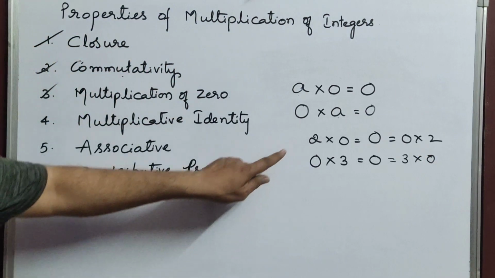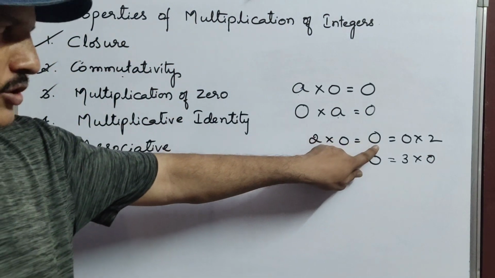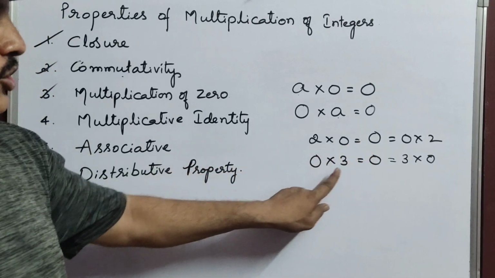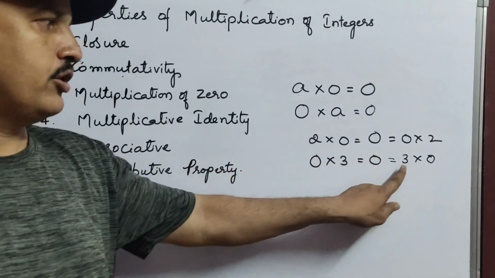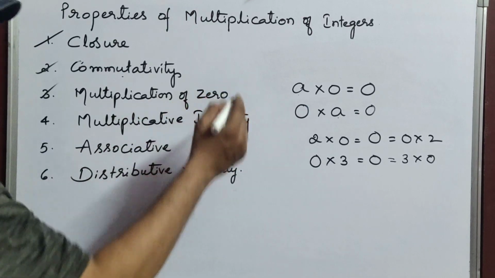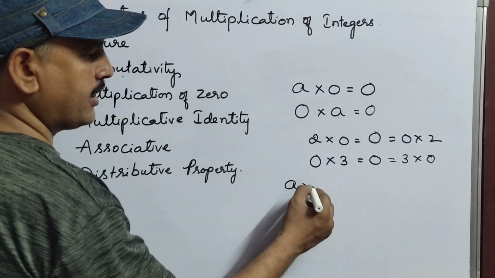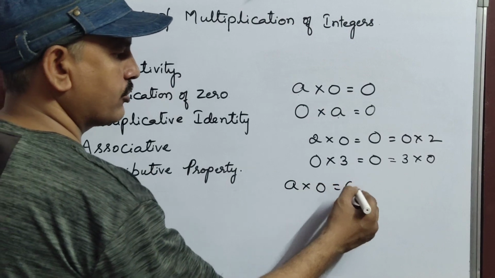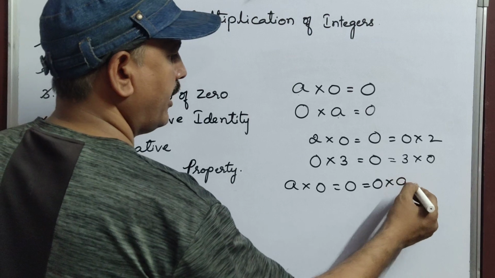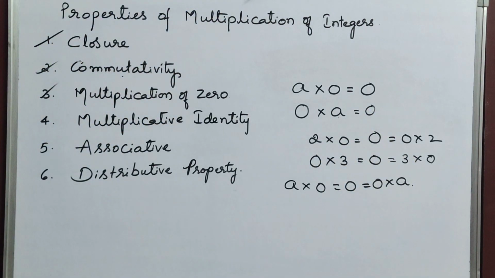So, if you clearly observe here, 2 into 0 is 0, 0 into 2 is 0. Same answer. 0 into 3 is 0. So, you can write it in this way. Multiplication of 0 can also be written as a into 0 equals 0 equals 0 into a. So this is called multiplication of 0.